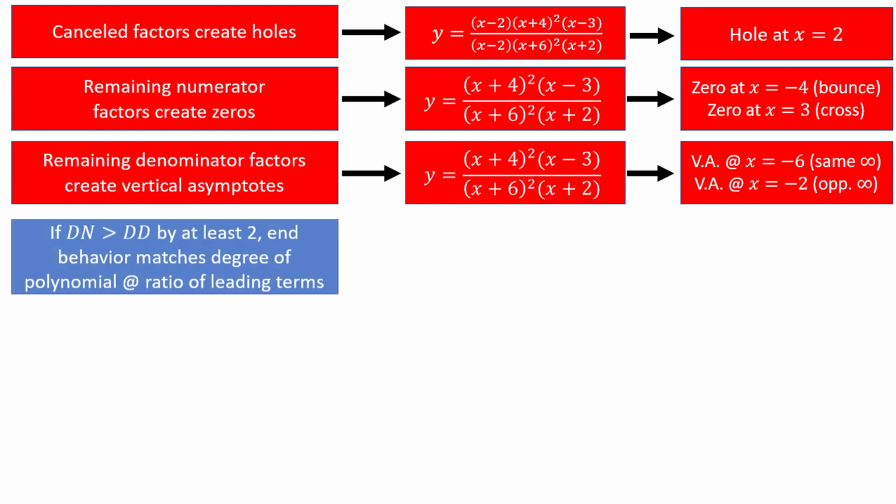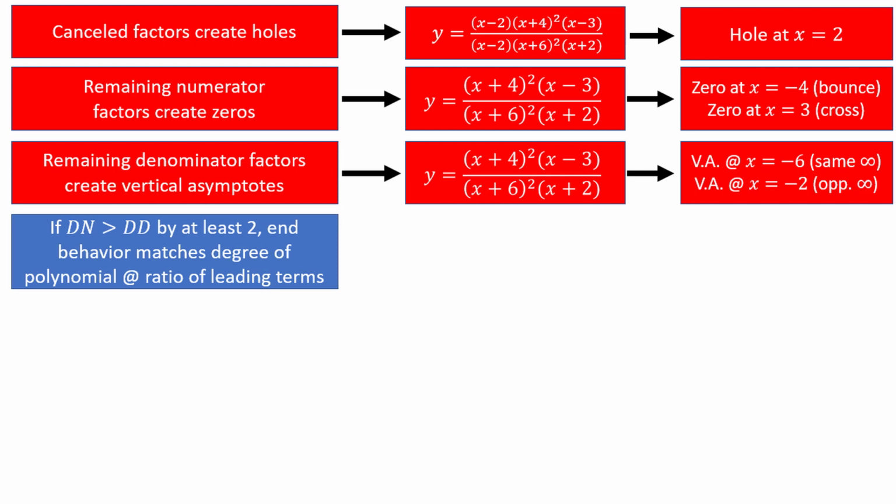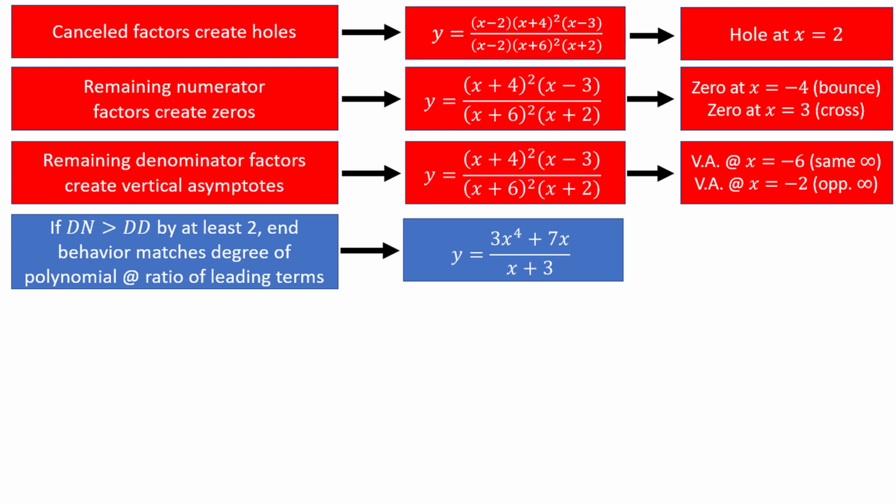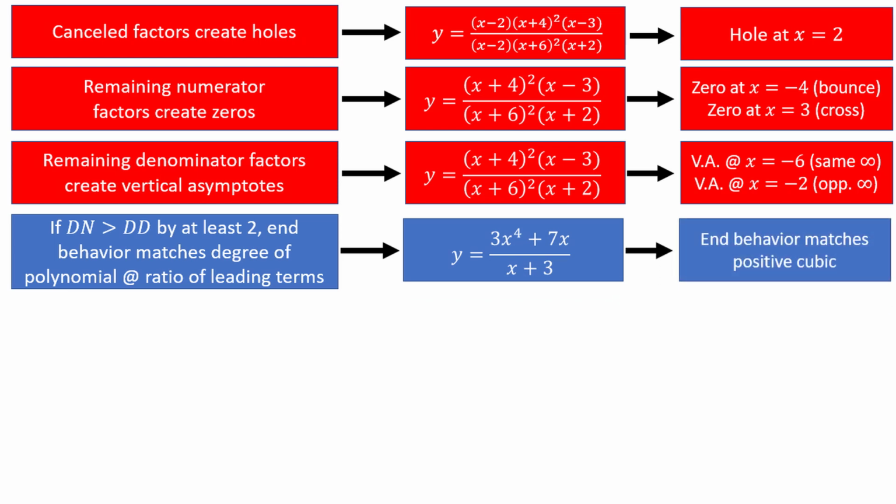If the degree of the numerator is at least 2 degrees higher than the degree of the denominator, the graph will match that of the polynomial found by simplifying the ratio of leading terms. In this example, the ratio of the leading terms would be a positive cubic, so the graph will have an end behavior that matches a positive cubic function.